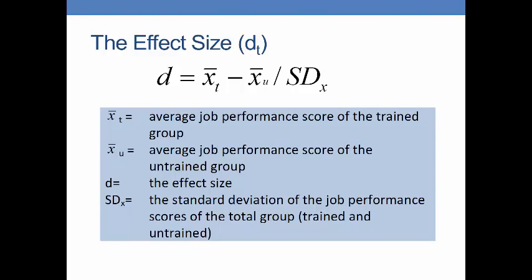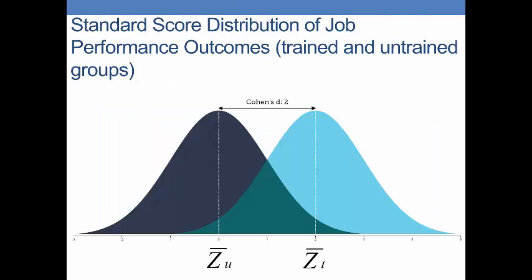And SD, subscript X, is the standard deviation of the job performance for the total group, meaning the trained and the untrained group combined. Here on this slide there are two normal distributions, one for the trained group and one for the untrained group. So when we are talking about the effect size, or D, we are referring to the difference between the average performance of each group. Here, the light blue distribution is our trained group. As you can see, their average performance is higher than the average performance of the untrained group, so the dark blue distribution. Please note that these are standardised scores and hence Z scores on the distributions. You can also see here that there is some overlap between the trained and the untrained groups. D is therefore the difference between the average for the two groups, taking into account the standard deviation.